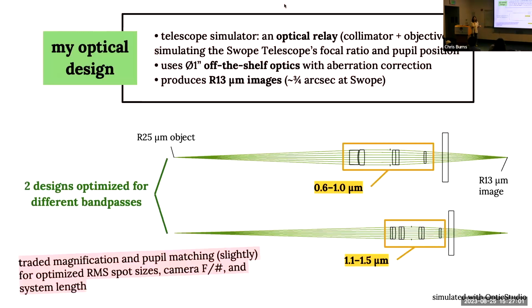Another thing that I would like to emphasize is that there are a couple of things that I optimized for when I designed my system, and those are root mean square spot sizes, which measure the spread of light rays in the image plane, as well as camera focal ratio and system compactness. Because of those prioritizations, I had to make a few trade-offs in terms of magnification and pupil matching. But fortunately, as it turns out, these trade-offs don't really make much of a difference in my system's performance.